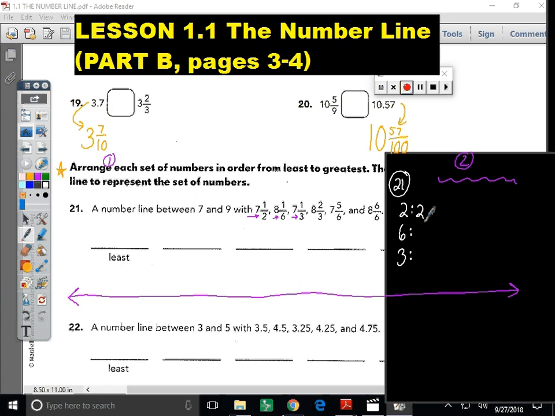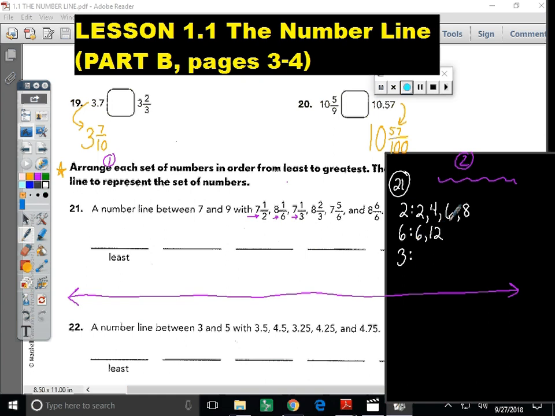So again, trying this multiple list. 2 times 1 is 2. 2 times 2 is 4. 2 times 3 is 6. 2 times 4 is 8. Let's try the sixes for a quick minute. 6 times 1 is 6. 6 times 2 is 12. You know what? I see a match here already.